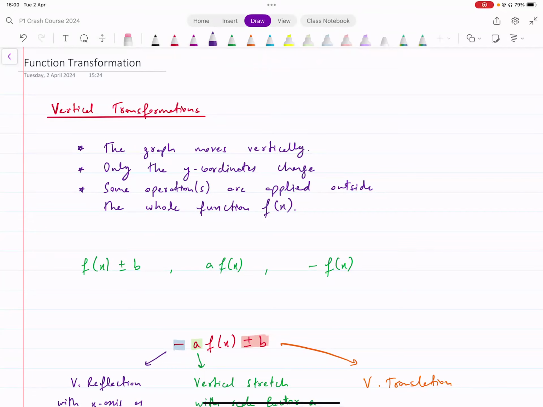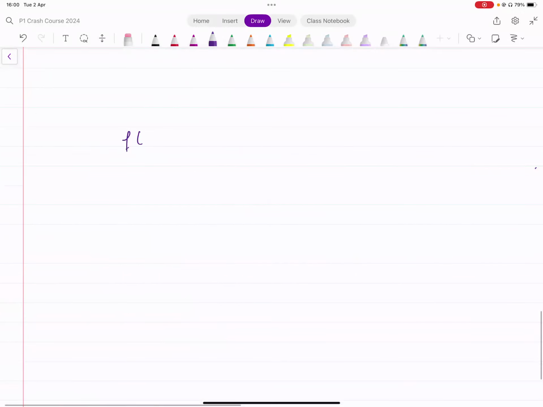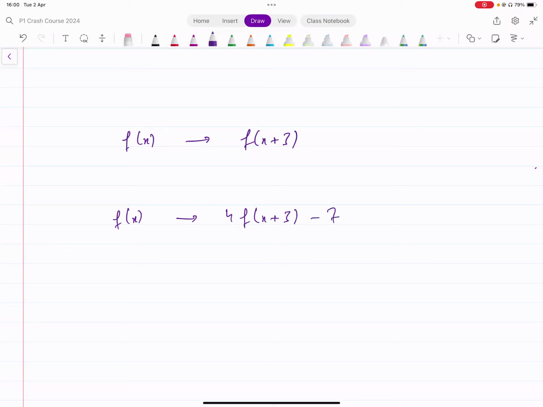For instance, if you have a function f of x and it goes to f of x plus 3, this is kind of obvious: there's a horizontal translation, 3 units to the left. But what if you had something like this? If you had a function f of x and that goes to maybe 4 times f of x plus 3, minus 7, if you have something like this.